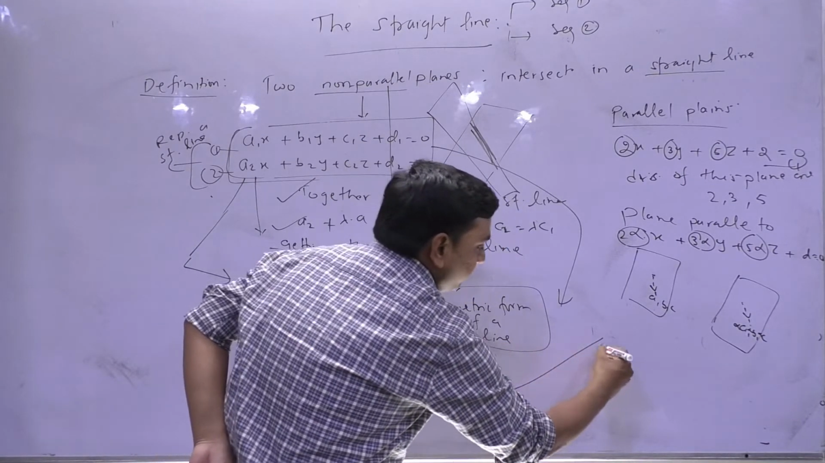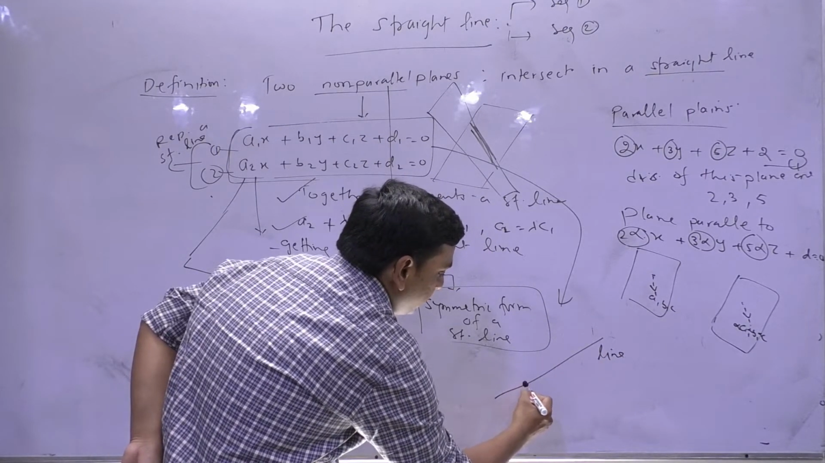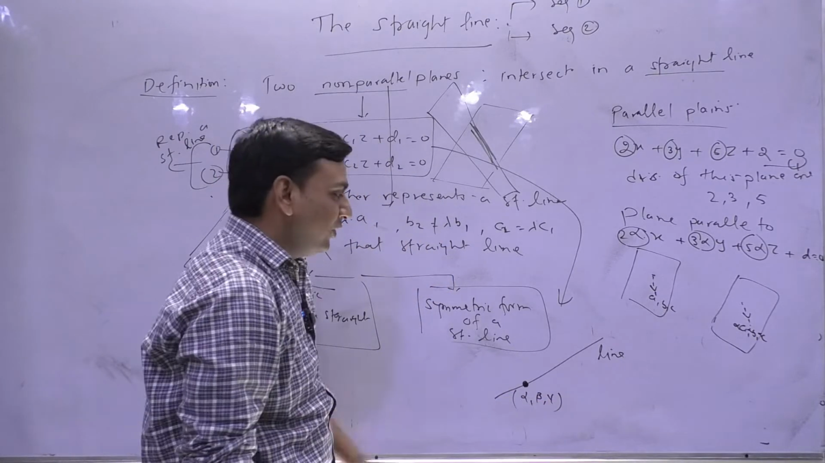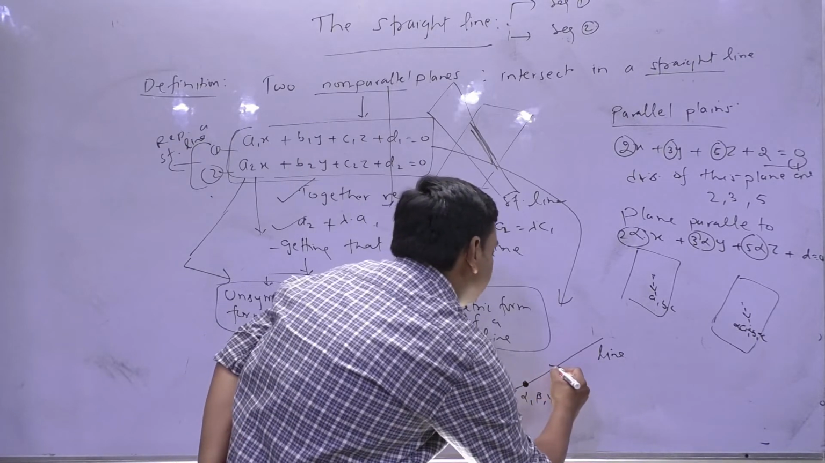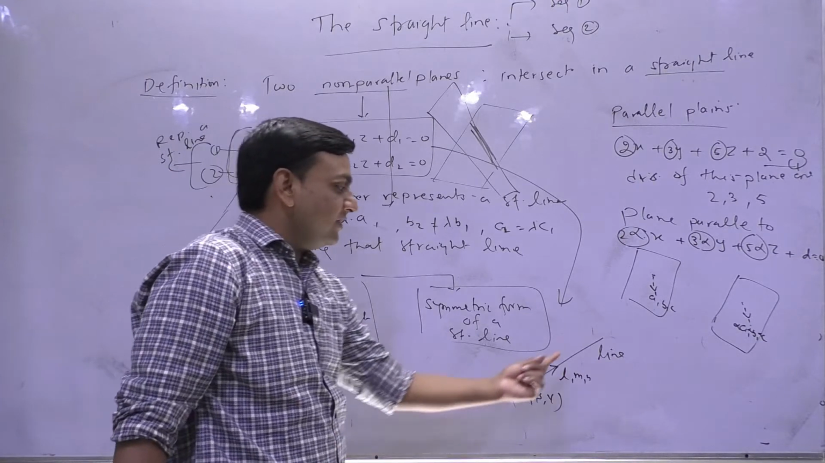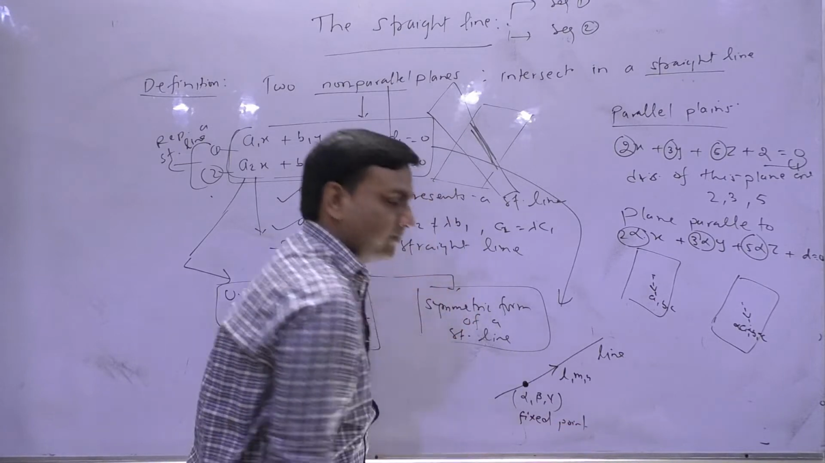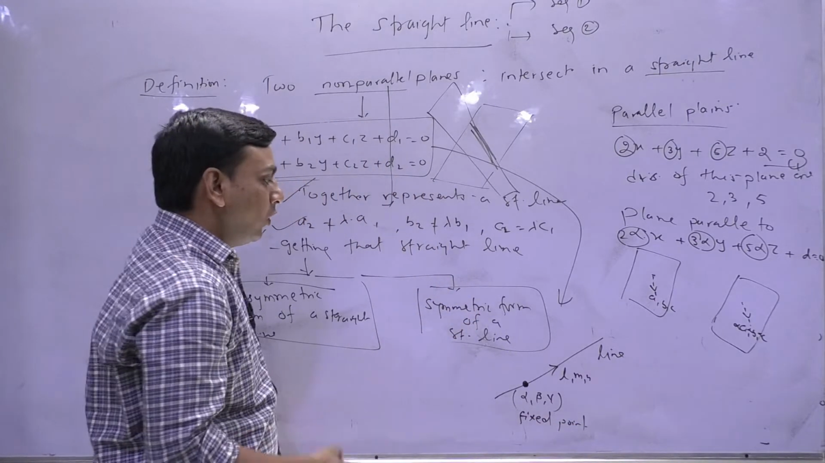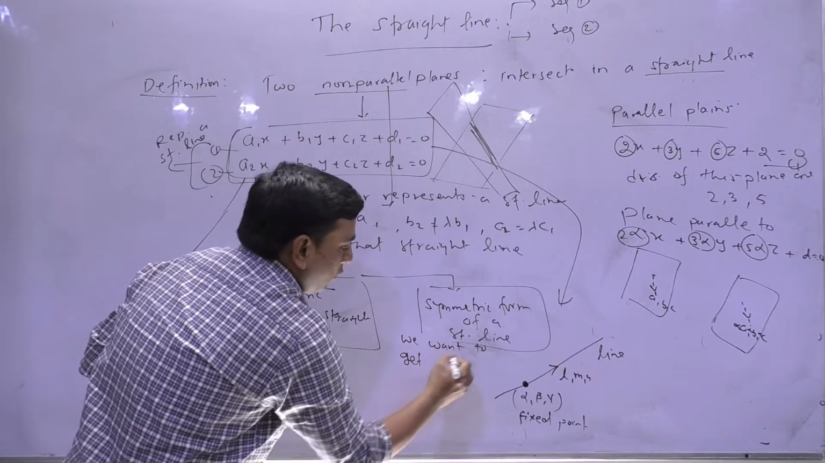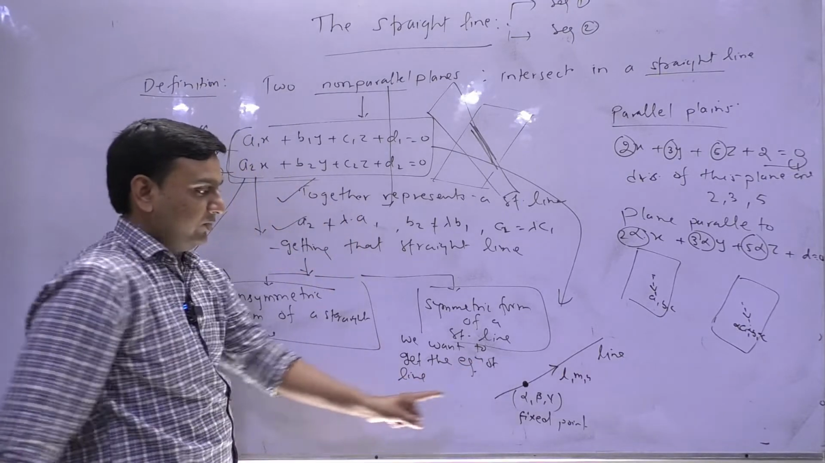Suppose that this is a line, okay बच्चे, passing through some fixed point alpha, beta, gamma. So if line is there, then obviously इसके DCs होंगे बच्चे. If this is a line and this is a fixed point, okay बच्चे, and we want to get the equation of this line.